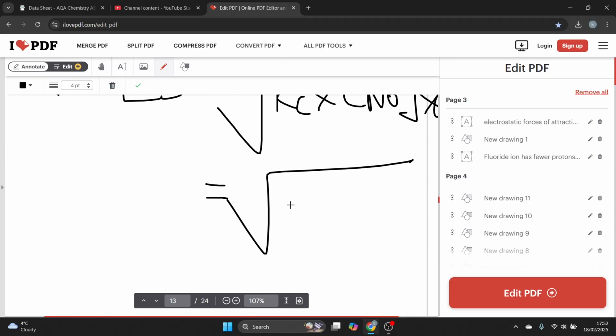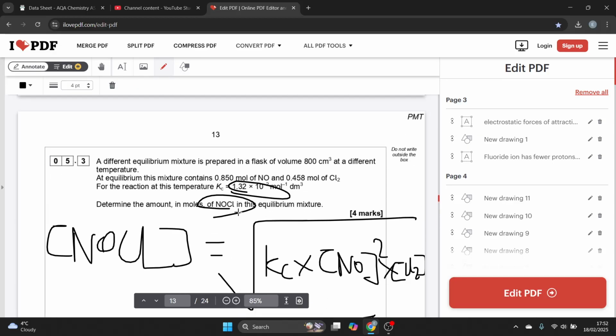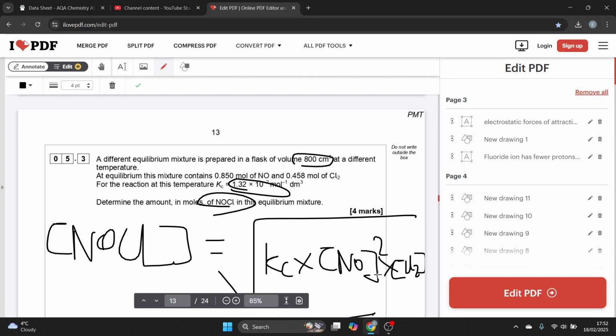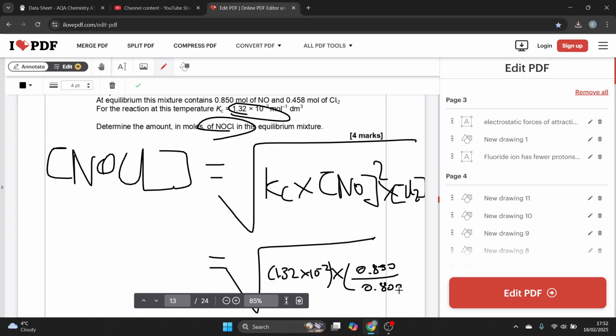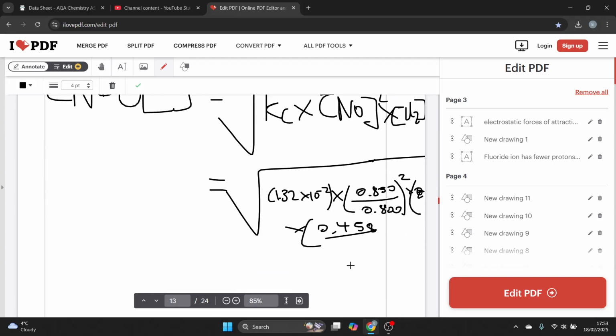1.32 times 10 to the power minus 2, times the concentrations. Now that's important, the concentrations of nitrogen dioxide and chlorine. Nitrogen dioxide, that's the moles, but the volume is that. Concentration is moles divided by volume. So it's going to be 0.850 divided by 800 divided by 1000, so 0.800 squared, times the concentration of chlorine, 0.458 divided by 0.800.